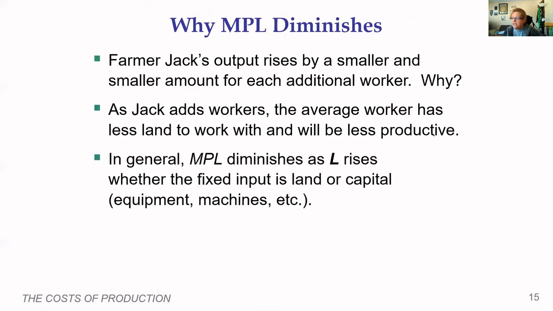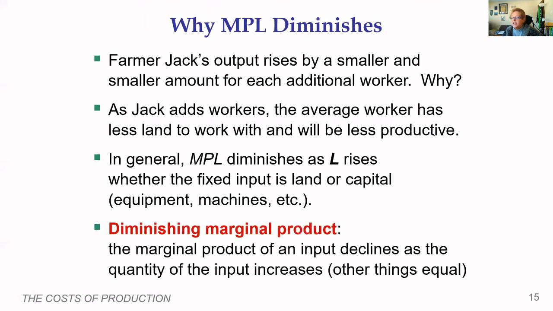Okay, so again, the average worker has less land to work with because that factor is fixed and they become less productive. And we call this the diminishing marginal product. It's based upon the law of diminishing returns. And it basically says, as you add more and more inputs of a factor of production, the output of that becomes less and less.